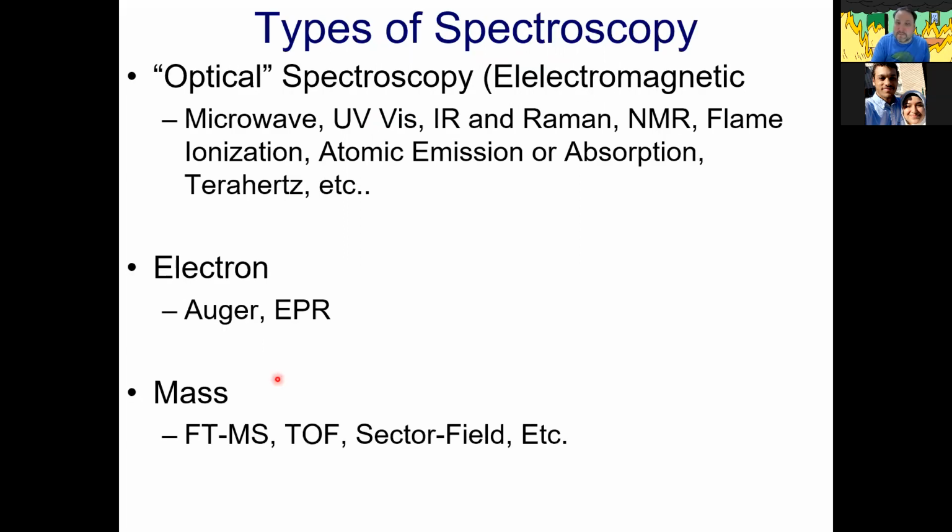Right. So there are lots of different types of spectroscopy. We've got optical spectroscopy, where the radiation we're looking at is going to be a photon in kind of a visible-ish region. So electromagnetic, we're looking at an electromagnetic wave. So we can look at microwave spectroscopy, UV vis, which we've done, IR, which you've probably done at some point, Raman, which is another vibrational technique similar to IR. NMR is a spectroscopy, flame ionization, atomic emission and absorption, terahertz spectroscopy.